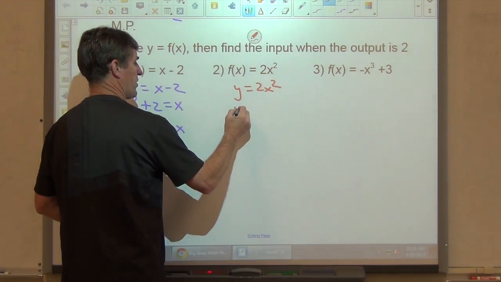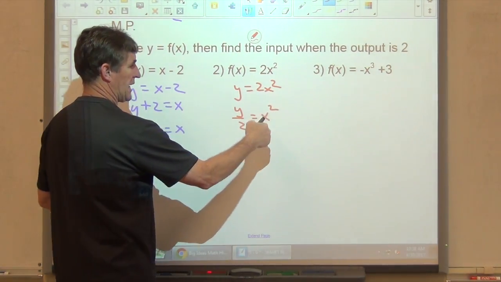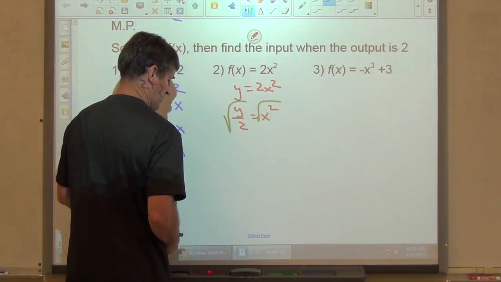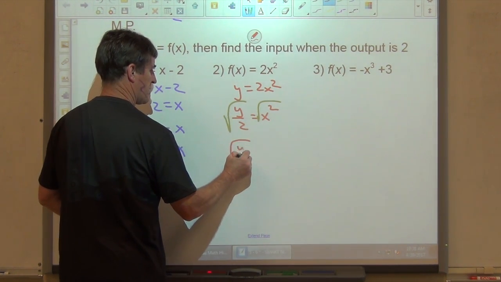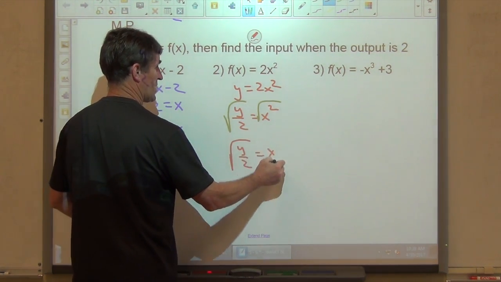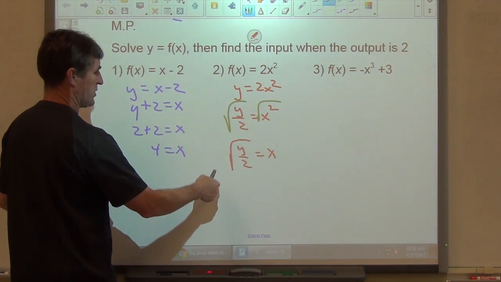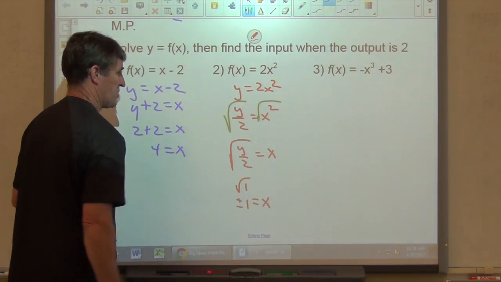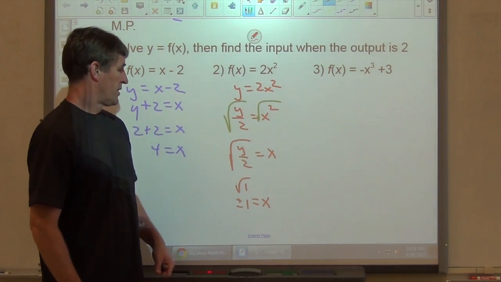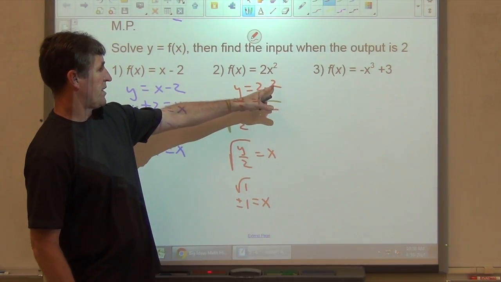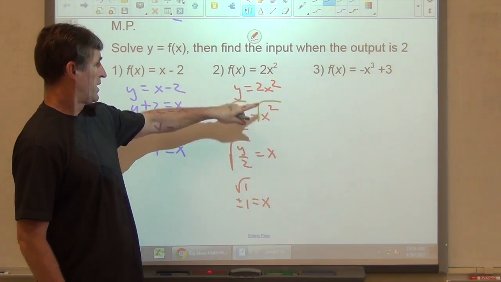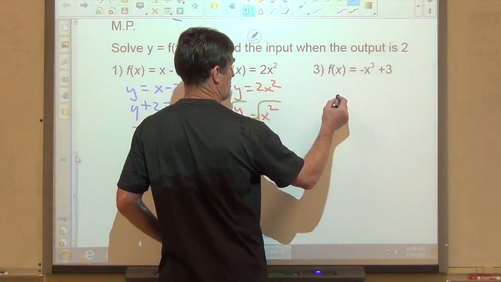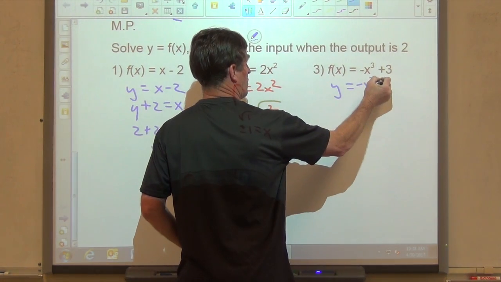A little bit more difficult, divide by 2. Now we got to get x by itself, so now we take the square root of both sides. So we get the square root of y divided by 2 equals x. And now we plug in 2. 2 divided by 2 is 1. And so the square root of 1 is 1. Technically plus or minus. So x equals plus or minus 1. If you check it, you can plug it in here. 1 squared is 1 times 2 is 2 equals 2. And negative 1 squared is 1 times 2 is 2. So it checks. And so the last one, y equals negative x cubed plus 3.